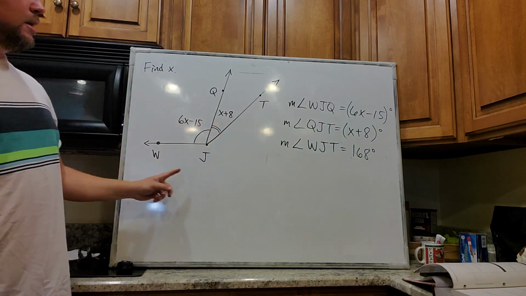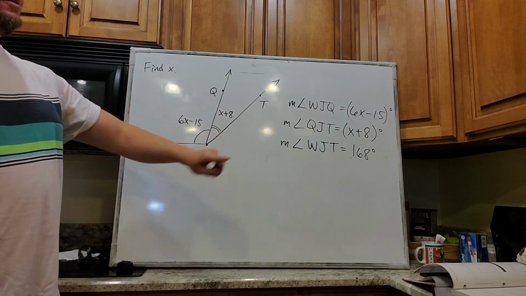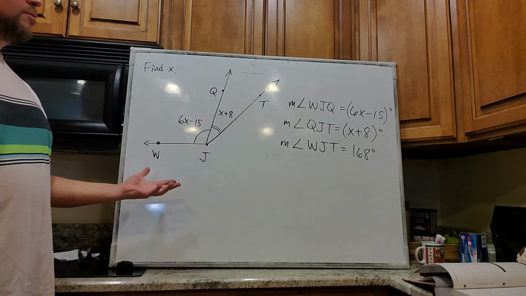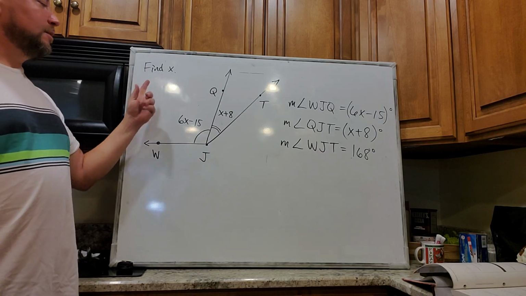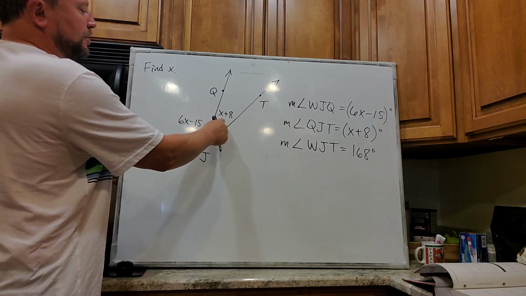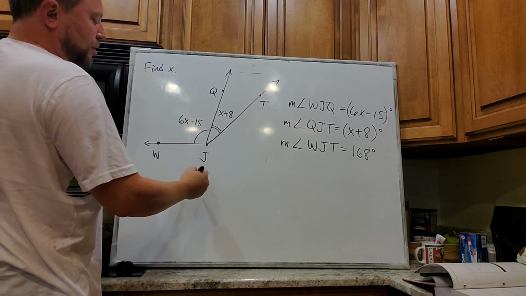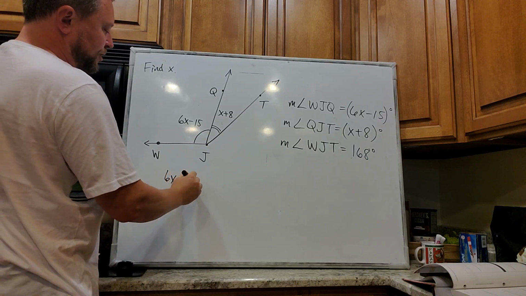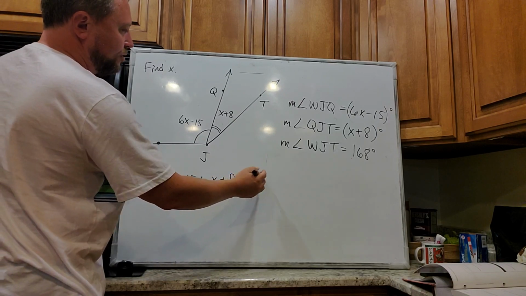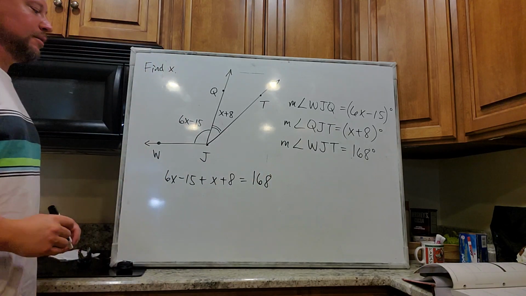WJT. Do you see how WJT is the big overall angle then? Okay, so they're telling you the total is 168. Well, if that's the total, don't you see that in order to find x, we could do a very simple equation. We could just say that this part plus this part, when added together, is going to equal the total. So 6x minus 15 plus the 8x plus 8 is going to equal our total of 168.